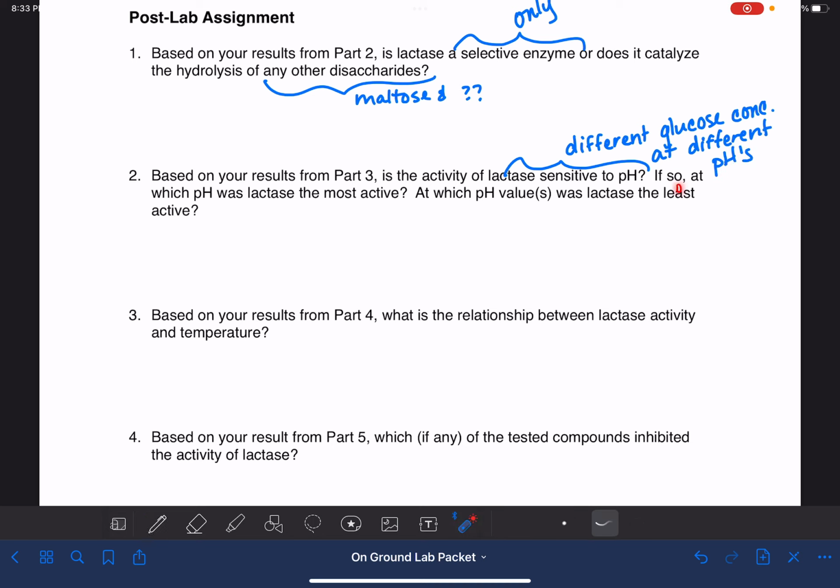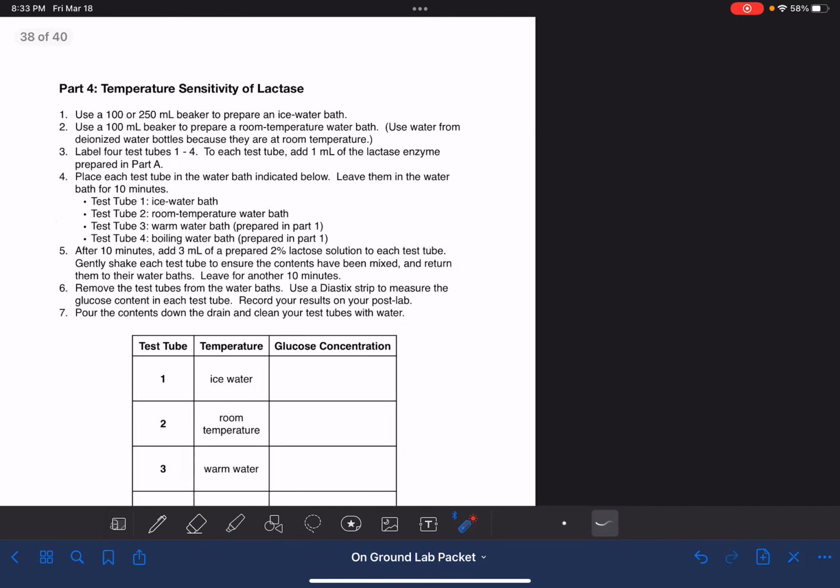If so, which pH was the most active? That would be the one that produced the most glucose. And which pH value was the least active? That would be the one that had the least glucose.